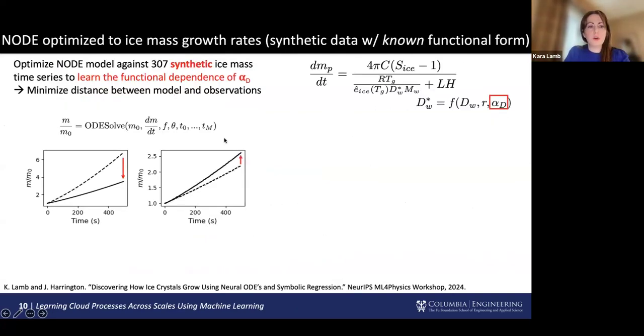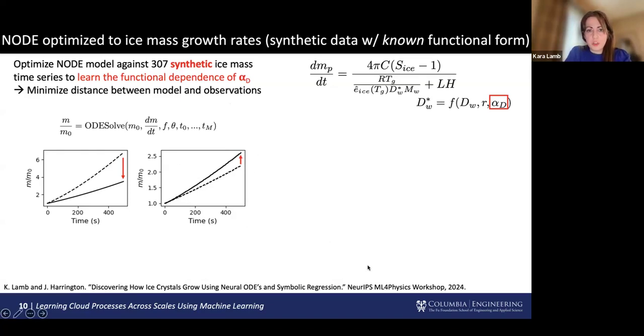And in order to learn what the alpha function is, I'm going to optimize the node model directly against the observational data sets. And I'm going to do that across all 307 experiments simultaneously. And so basically what I'm trying to do is minimize the distance between the model and the observations by learning the optimal functional form for alpha that's going to minimize that distance.